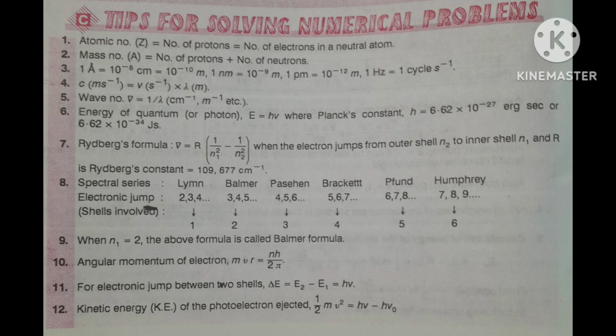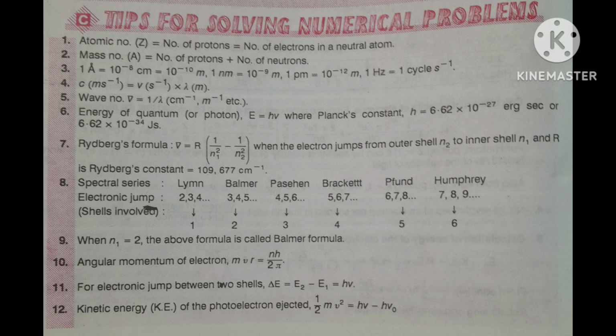Half mv square is equal to h nu minus h nu 0, where nu is the frequency of the incident radiation and nu 0 is the threshold frequency. h nu 0 is called threshold energy, also called work function. Correct?